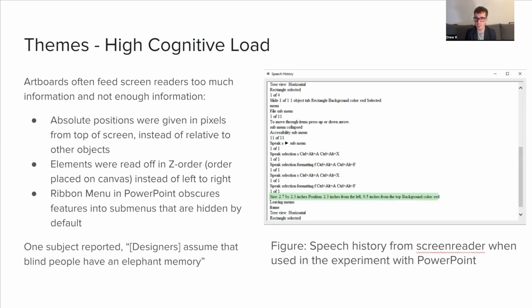A PowerPoint-specific issue shown in the figure is that the screen reader user could have menu items hidden from them until they expand the ribbon to a specific tab, making navigation of features harder for screen reader users. Microsoft creates hotkeys for screen reader users as a workaround for this issue, but it requires that a person memorizes dozens of keyboard shortcuts just to use one app. As one subject said, designers assume that blind people have an elephant memory, and later said that memorizing things is an unfortunate expectation of blind people.